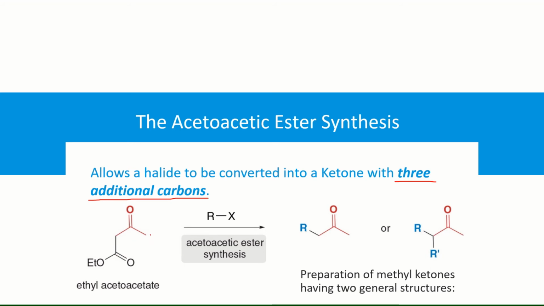If we're using the acetyl species, so really, you've got your alkyl halide, you're going to deprotonate, and after deprotonation, you attack the alkyl halide. You can see that we can have 1 alkyl group, or we can have 2 alkyl groups on the alpha carbon. But the result is, of course, a methyl ketone, and it's 3 additional carbons in the case of the ethyl acetoacetate.